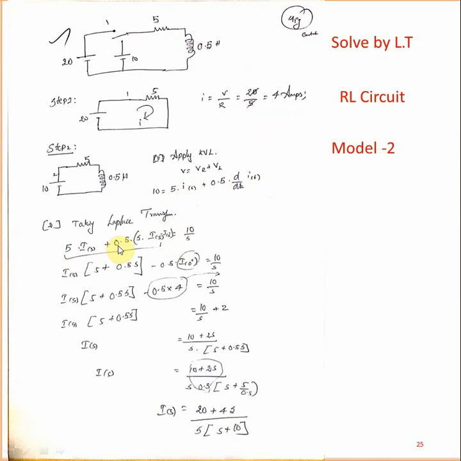Here, 5 into I of s plus 0.5 s times I of s. So I of s is common, and I will take it common. So 5 plus 0.5 s, minus, why minus? Because minus 0.5 into I of 0 plus. This is the term. What is the 0 plus? 4.